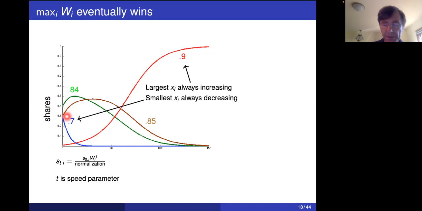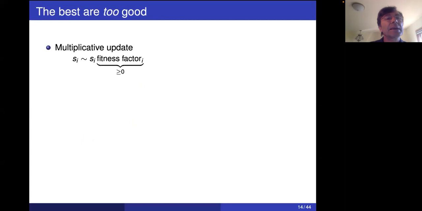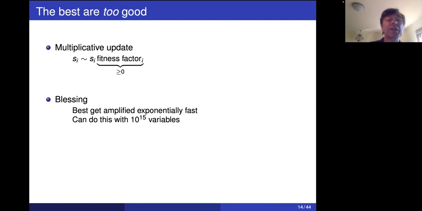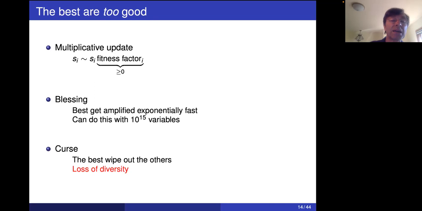Now, multiplicative updates, the best are too good. Your new vector is the old vector times the share factor over normalization. The best get amplified exponentially fast. You can do it with a lot of variables, but the best wipe out others and you have loss of diversity, right? And you see that in the viruses as well. If you have a slight advantage in your fitness and there's a lot of mixing happening in the population, then the best one will dominate and wipe out the others, even though it happens at a very large scale. And this happens also, and I will bring this out in experiments.